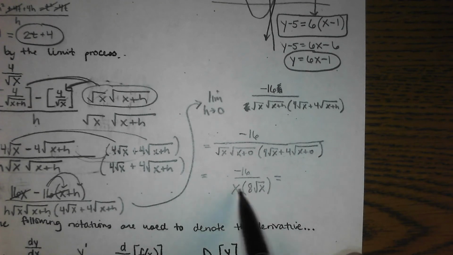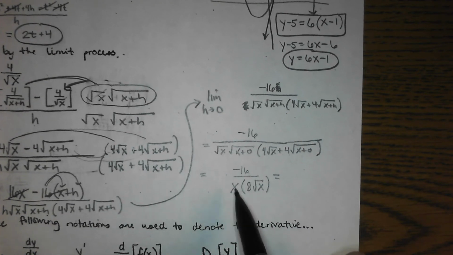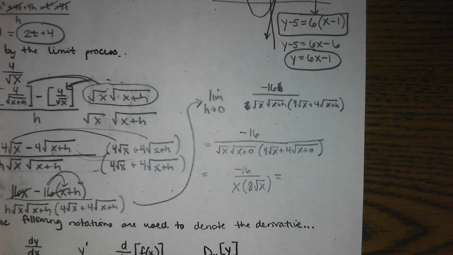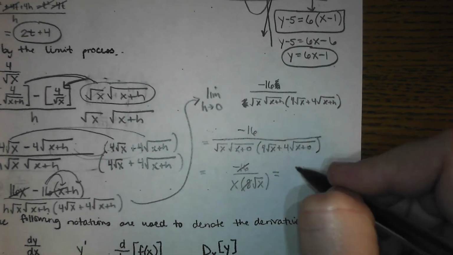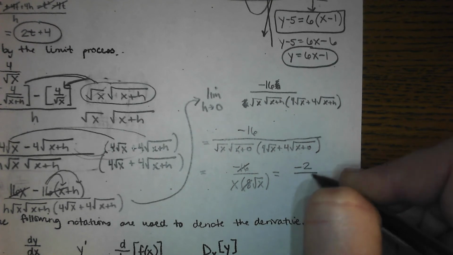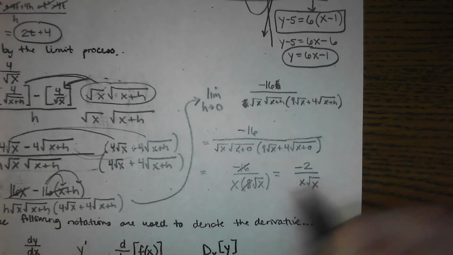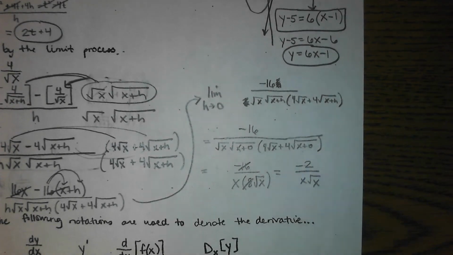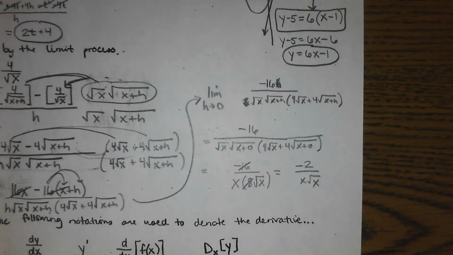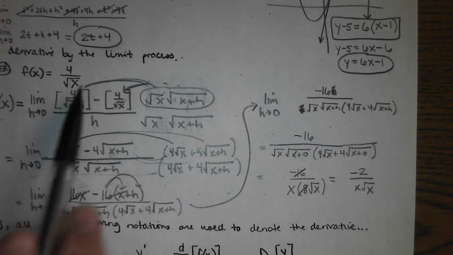Probably you'd see the 8 and the x out in front flip spot, so it would be a coefficient of 8x root x. But the negative 16 and the 8 reduce too, to negative 2 over 1. So negative 2 over x root x. And that's how you would calculate the derivative at any given point on that curve.